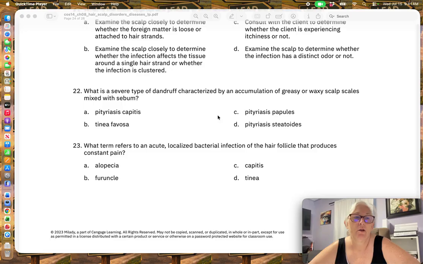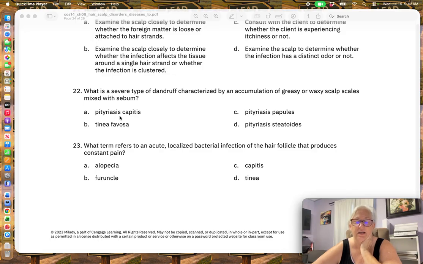All right. Number 22, what is a severe type of dandruff characterized by an accumulation of greasy or waxy scalp scales mixed with sebum? Okay, I think the big clue here is the one that's mixed with sebum. Pityriasis capitis, tinea favosa, pityriasis papules, or pityriasis steatoides. I believe it's A, but let me look. 22, it's D, steatoides. Pityriasis capitis is just dandruff.